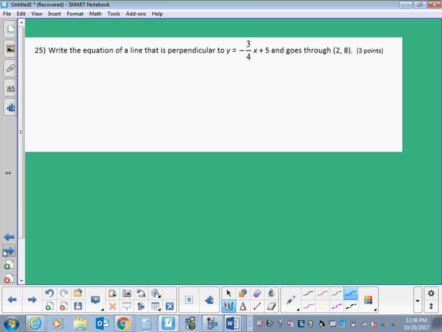All right, moving on. Write an equation of a line that is perpendicular to y equals negative 3/4 x plus 5. What is my slope in y equals negative 3/4 x plus 5? What's my slope here? Negative 3 over 4. But they need it perpendicular, so what should my perpendicular slope be? Well, we have to flip it, right? Flip it and take the opposite sign. So it's just 4 over 3. Does that make sense?